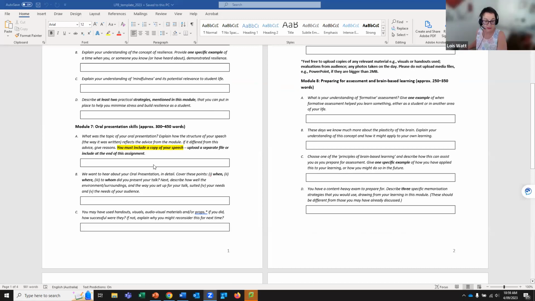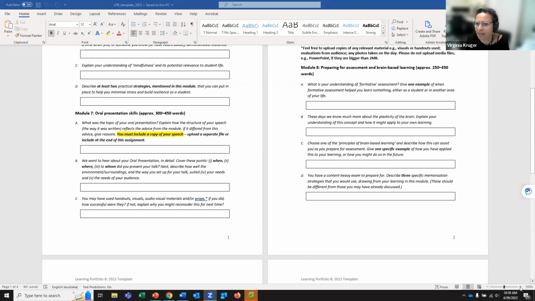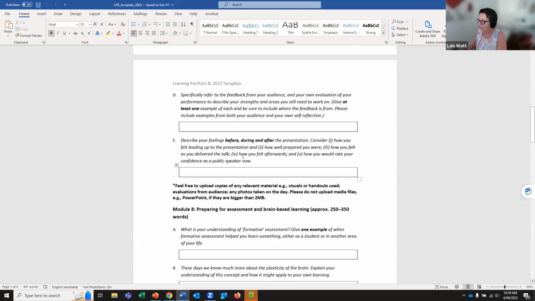Can you see the Learning Portfolio B? Lovely. Yes, and Module 8's just there. Well, it's beautiful. Thanks, Robin.